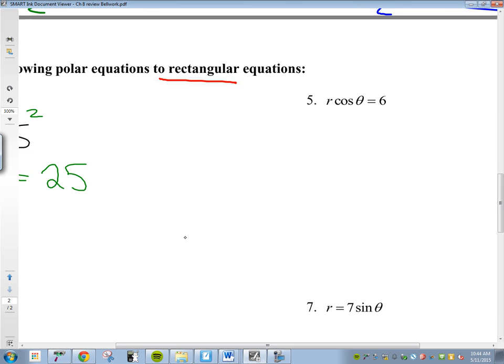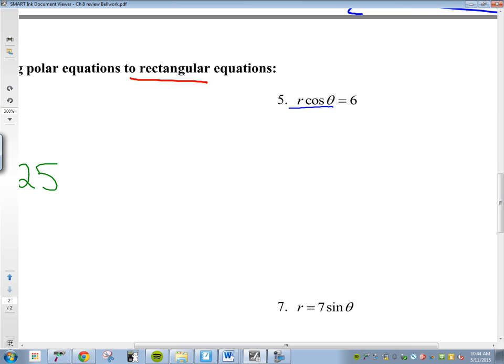Let's go to this one, number 5. They give you r cosine theta. So they gave you r and theta. Which one of those equations are we going to use over here? The first one. It says x equals r cosine theta. So this whole thing right here can just be replaced with the letter x. It's just x equals 6. Show me with your arm what kind of line x equals 6 is. Vertical line. It would cross the x-axis.